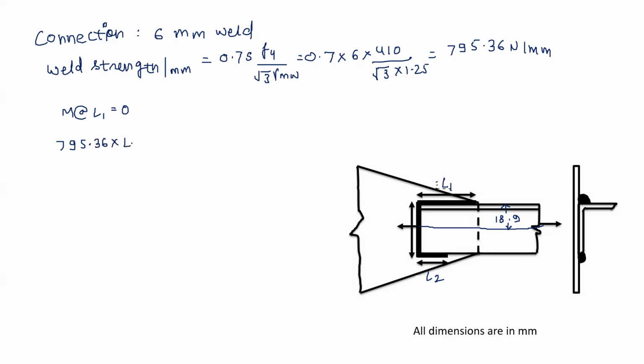Then we have 795.36 into L2. So we have force over here in opposite direction. And then multiply by distance. So we have this total distance 65 angle section. So into 65. That is equal to, we have this force that is given 420 kilonewton, 420 into 10 raised to 3. And then moment is about L1, so we have to multiply it by 18.9. And therefore we will get value of L2 is 153.54.